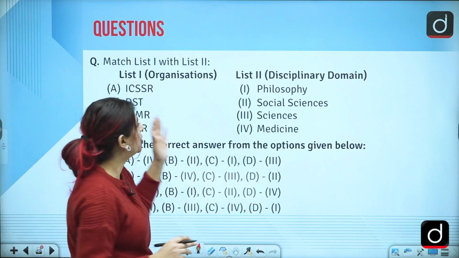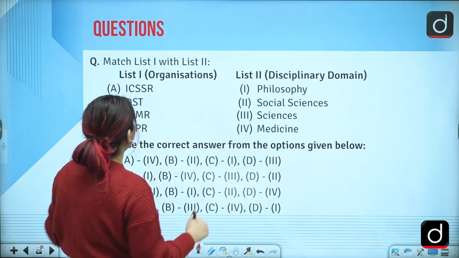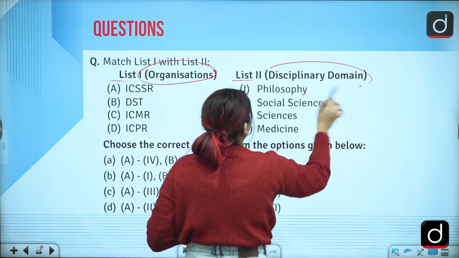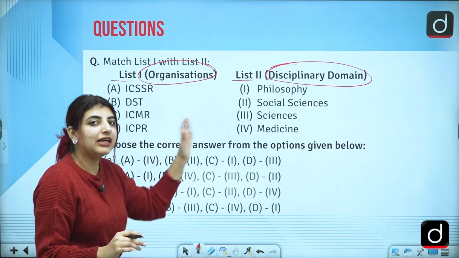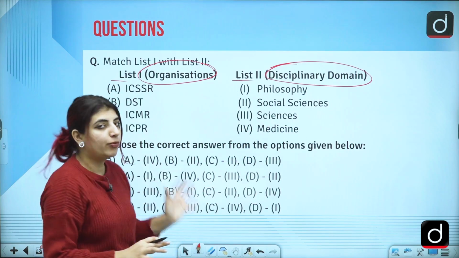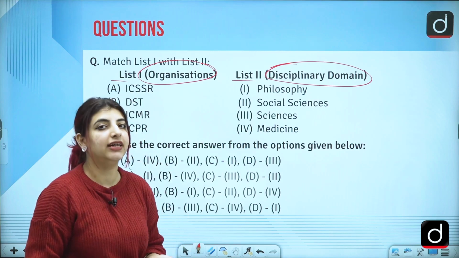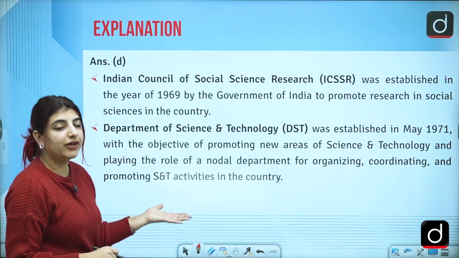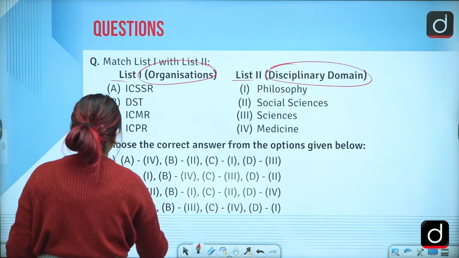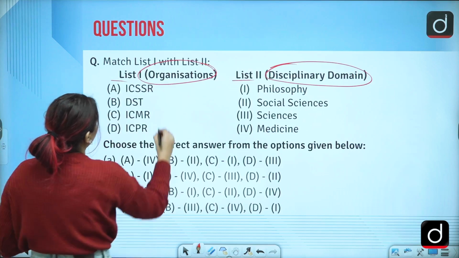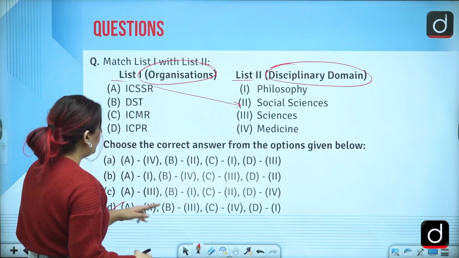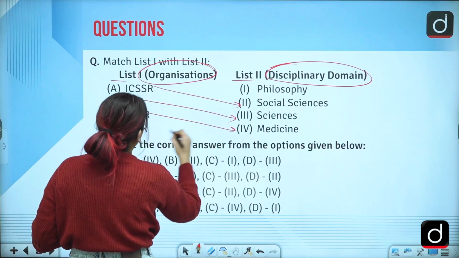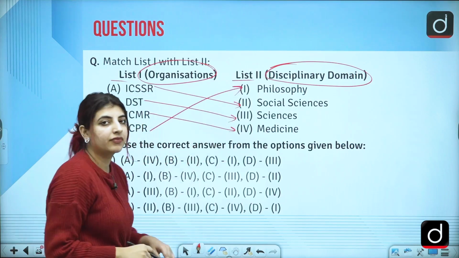Then we have match list 1 with list 2. List 1 says the organizations, and list 2 are the disciplinary domains with which they are associated. Correct? So pause your screens and try to figure out what the answer would be. The answer to this question is option D. Let's just see what we have in D. A to 2, B to 3, C to 4 and D to 1.